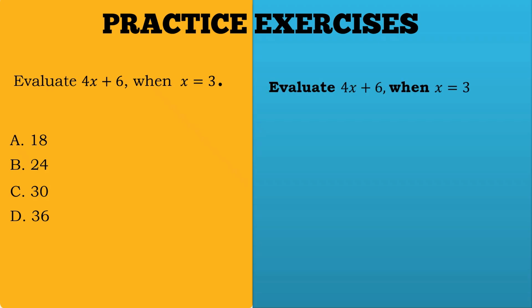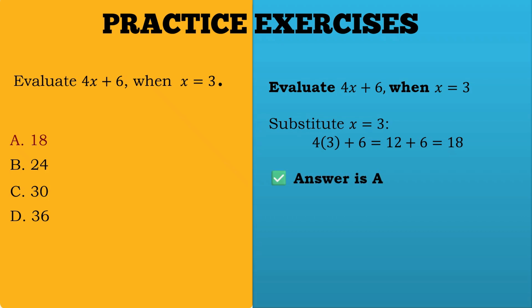Alright, let's evaluate this expression. So first, substitute x is equal to 3 into the variable. So we have here 4 times 3 plus 6 is equal to 12 plus 6. And the final answer is letter A.